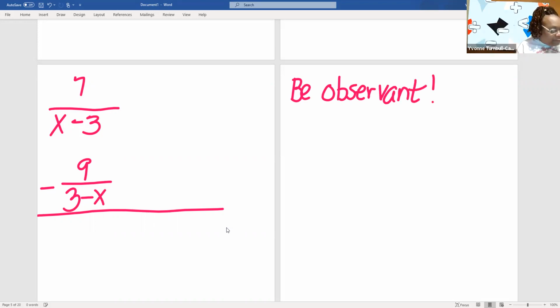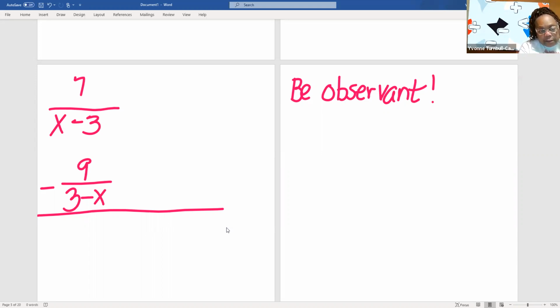All right, it says be observant. Now, we did one of these earlier. Notice that the denominators are opposites. And I like my x minus 3 first. So what I want to do is, first of all, take out a negative here so I can make that x minus 3.